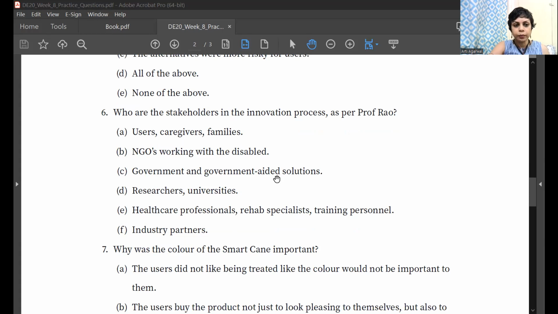A lot of the times, I'm not talking about just the smart cane now, whenever you're designing some assistive technology or some sort of a medical device, it's important to talk to the caregivers and to the families of the final user, because they are the people who watch the user use all these products through their different activities and through many kinds of troubles they might be having. They may be able to observe.